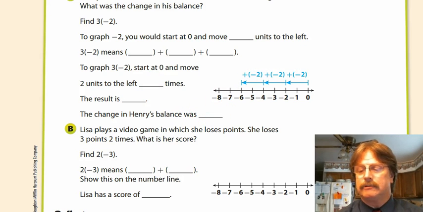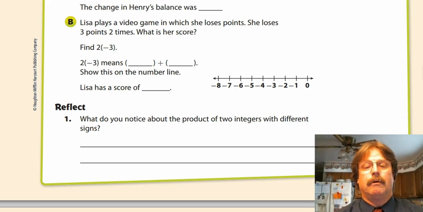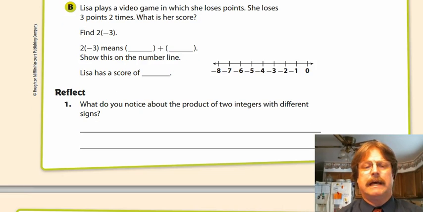Taking a look at the next one, at B, why don't you go ahead and try that, and we'll come back and pause that for a moment. So how'd you do? Okay, the answer should be in the back of the book, so go take a look there, and then go ahead and do the reflect question.